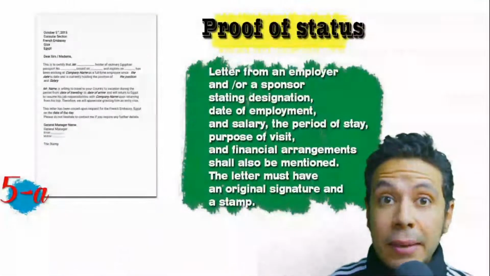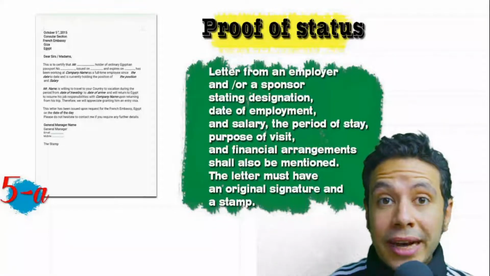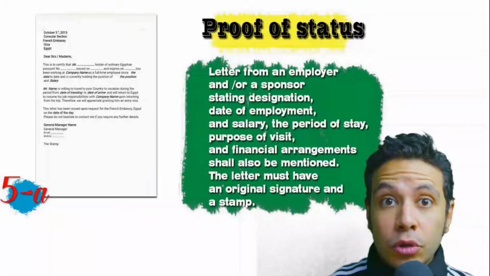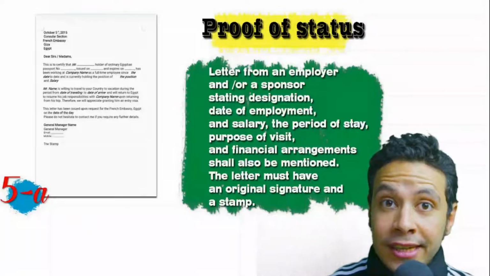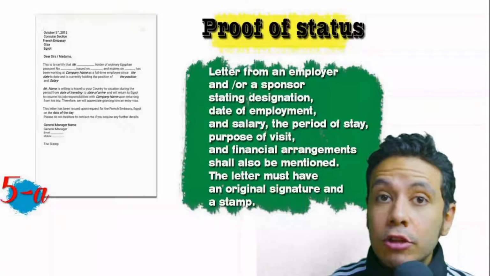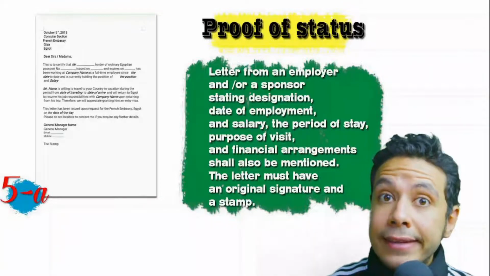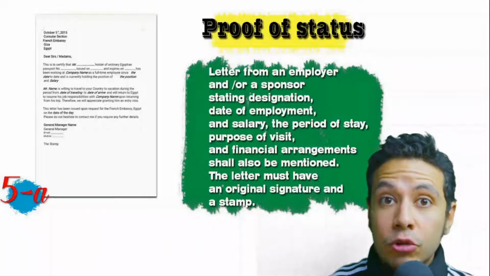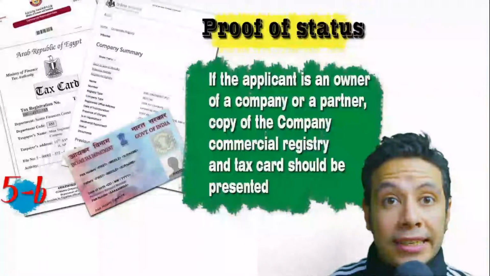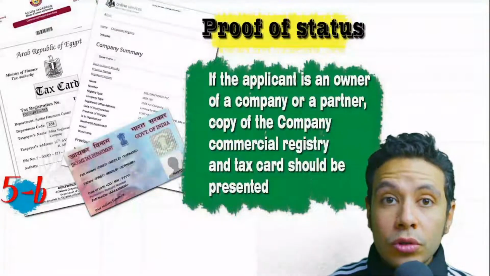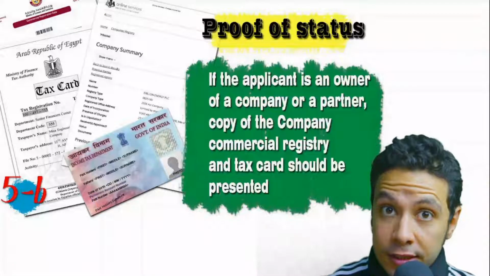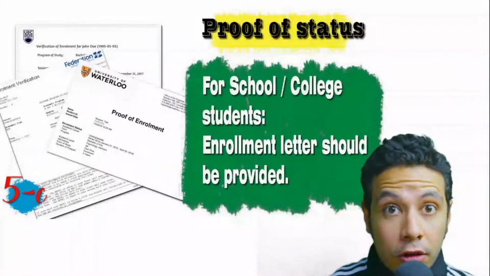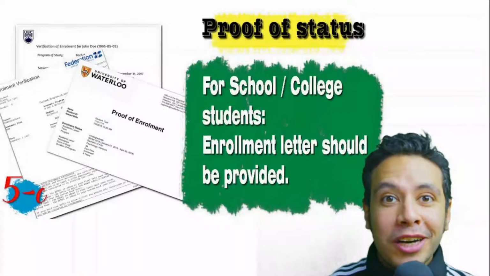In most visa application processes, you will be required to provide a proof of status. For example, if you are an employee, you will have to provide a letter from your employer or from your HR department mentioning your name, your work details, and your salary. Both address and contact numbers should also be mentioned in that letter. And all letters must have an original signature and a stamp. But in case you are the owner of the company or you run your own business, then your commercial registry and your tax card must be presented. But if you are a student in a school or a college, an enrollment letter should be provided from your university or your school.